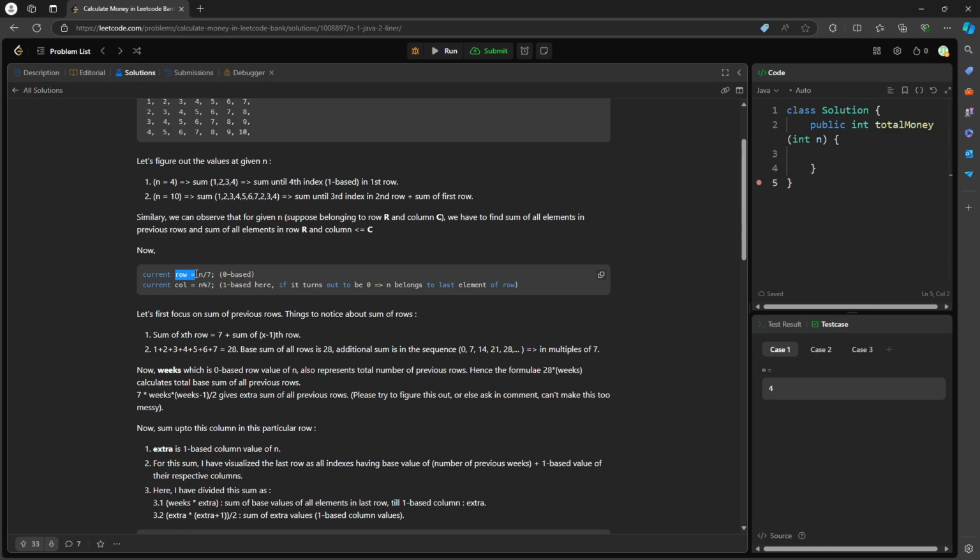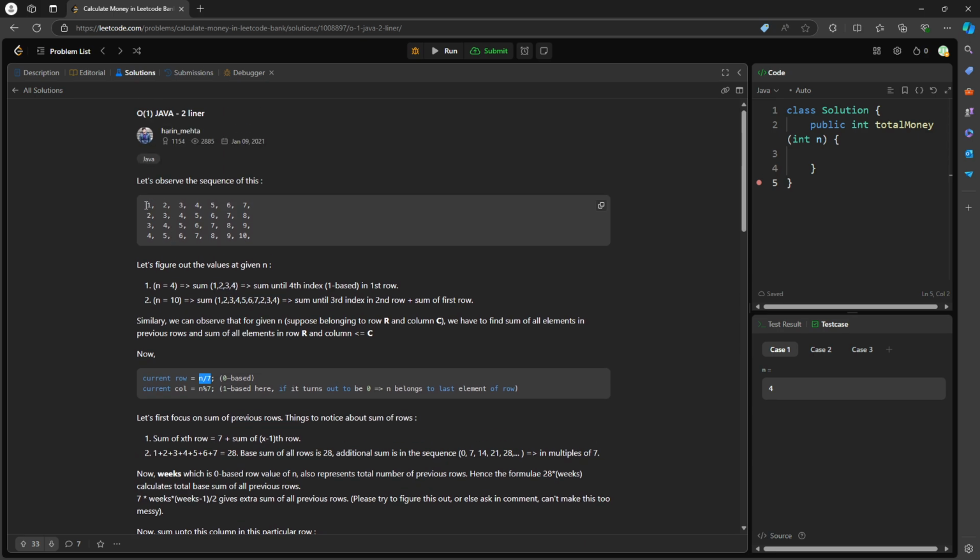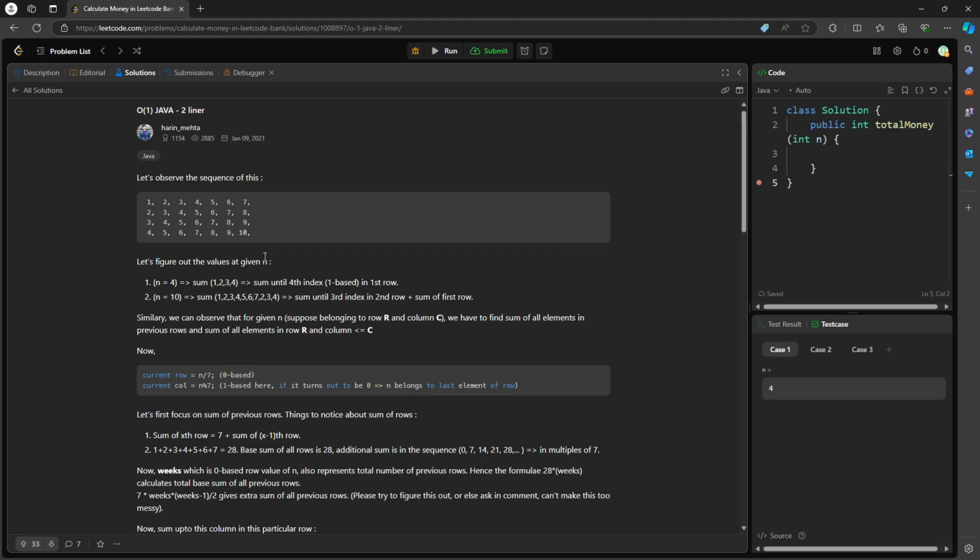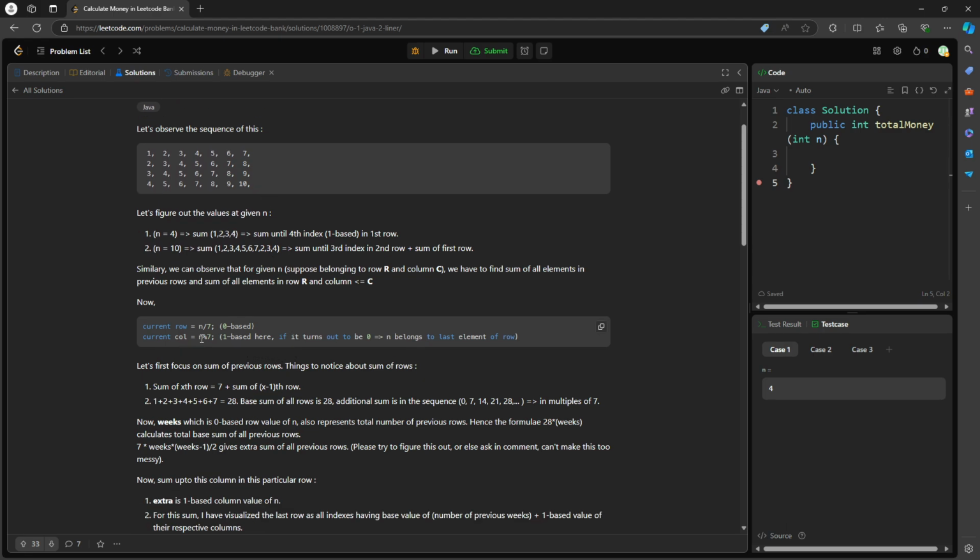So the row represents what? N divided by 7, right? And then the column represents the actual starting value, right? So n mod 7 is going to be which column you are starting or ending, right? And then the sum of the x row is equal to 7 plus the sum of the x minus 1 row, right?